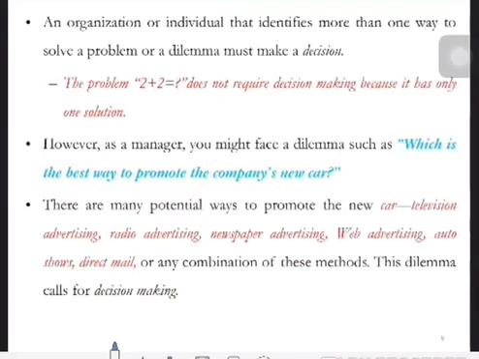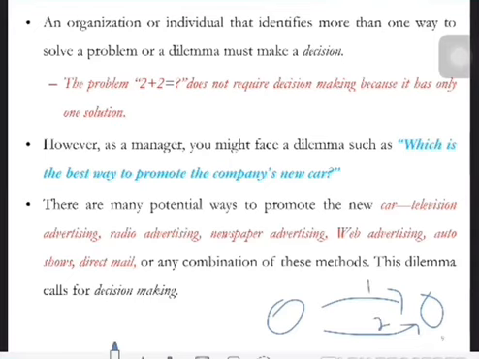So an organization or individual that identifies more than one way to solve a problem or a dilemma must make a decision. So if you have more than one alternative, in such case we have to make a decision. ከዚህ ቦታ ተነስተን እዚህ ቦታ ለመድረስ ለምሳሌ ሁለት ሩት ሊኖረን ይችላል። We have the first route, we have the second route. We have the first road, we have the second road. So this one is the first, this one is the second. So ከሁለቱ ሮድ the first road የሚያደርሰናል፣ the second road የሚያደርሰናል። ነገር ግን ከሁለቱ ሮድ አንዱን ሴሌክት ማድረግ ይጠበቅ። So in such case we have to make a decision.